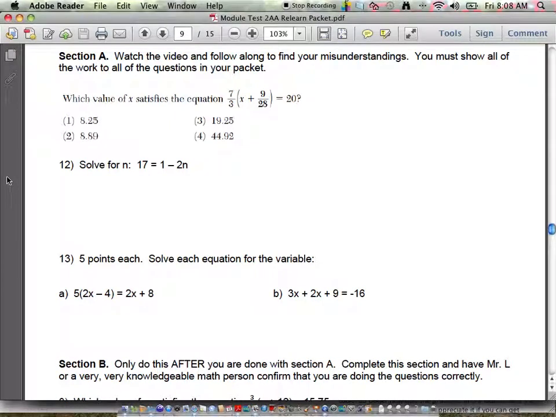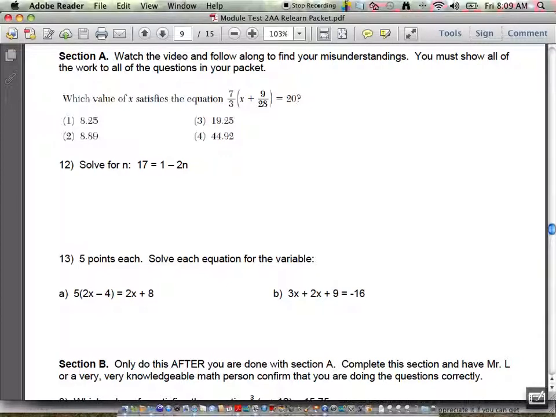Okay, so here we are on to the third part of the test. And let's go through each of these questions step by step. The first one, which value of x satisfies the equation? Now, there's a couple of different ways we can do this. Because we have a calculator, working with the fractions, though tedious, is not difficult at all. You can solve this exactly the same way you would solve another equation.